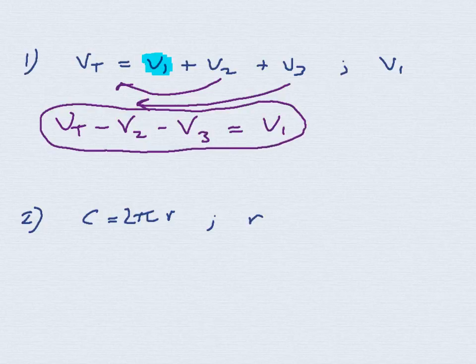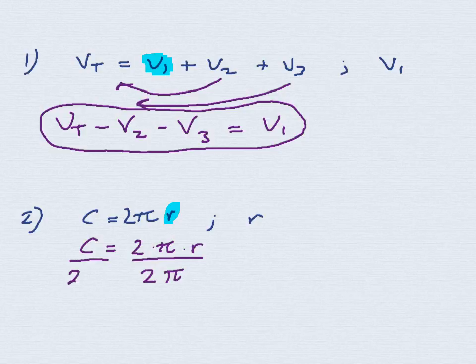For question 2, should look familiar. The circumference of a circle is equal to 2 pi r. When you want to solve for the radius, you've got to rearrange it from the original format. So right now we've got the radius multiplied by 2 and multiplied by pi. So the opposite would be to divide both sides by 2 and pi, and that would cancel the 2 and the pi away from the radius on the right, leaving you with just the radius.